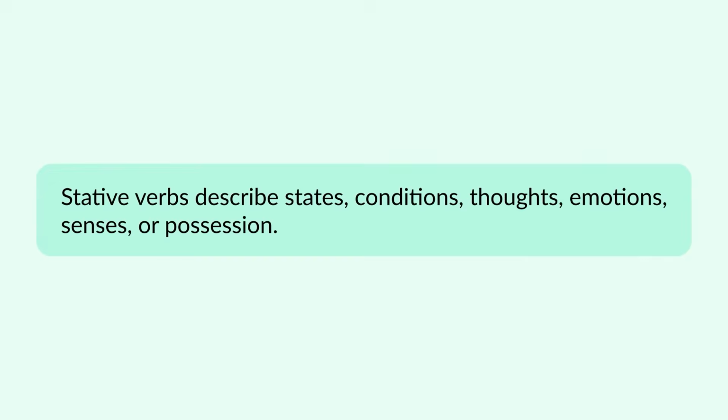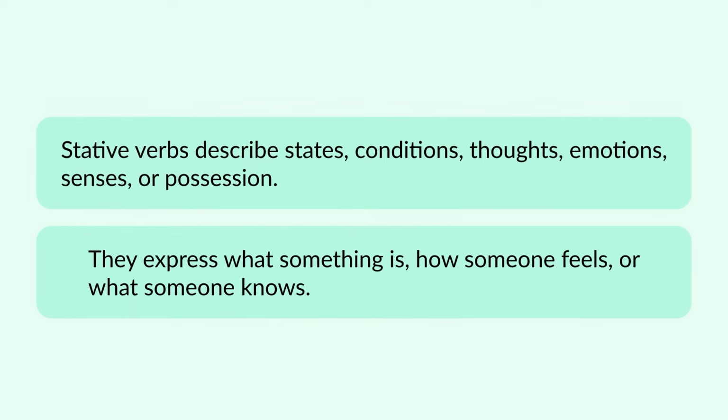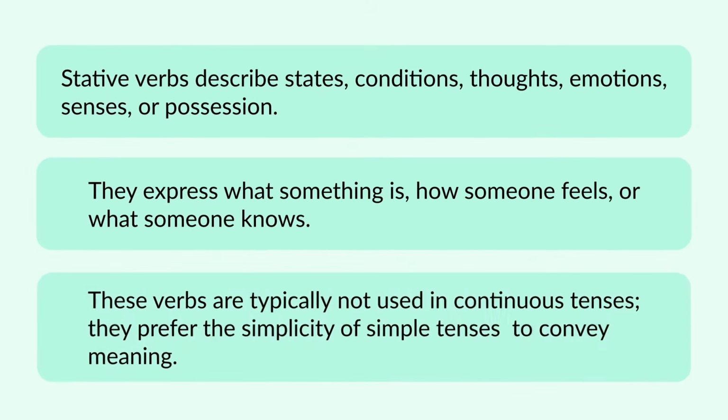Stative verbs. On the other hand, stative verbs describe states, conditions, thoughts, emotions, senses, or possession. Instead of showing action, they express what something is, how someone feels, or what someone knows. These verbs are typically not used in continuous tenses. They prefer the simplicity of simple tenses to convey meaning. Examples of stative verbs: like, love, belong, understand, etc.